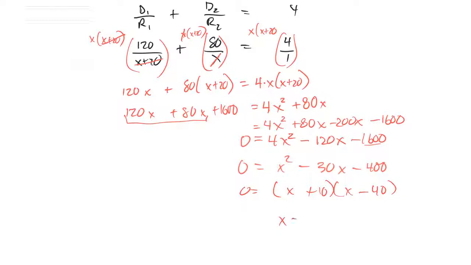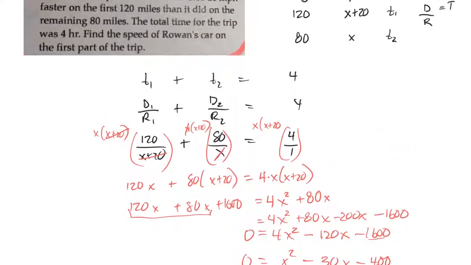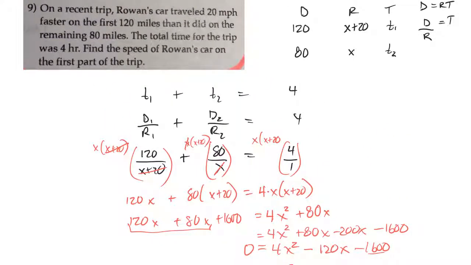So the speed is either negative 10 or positive 40. That's what x is. So x is 40, so that's how fast they were going on the last part of the trip. They were going 40, and then during the first part, they went 40 plus 20, or 60. Hopefully that helps you with that question.